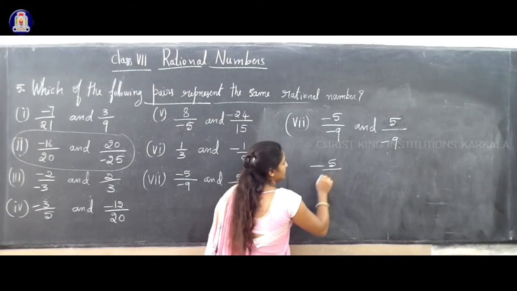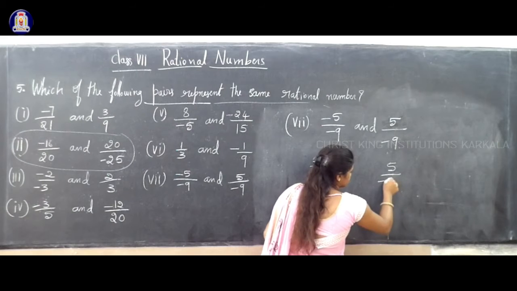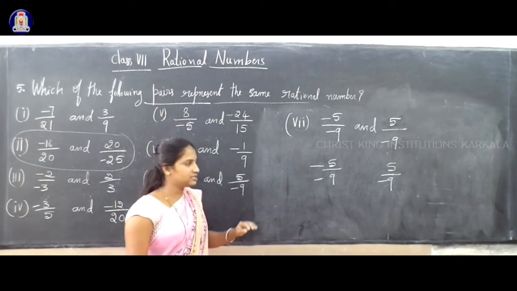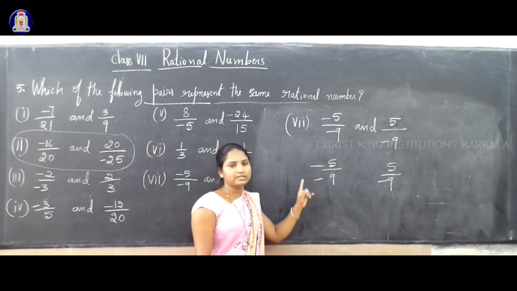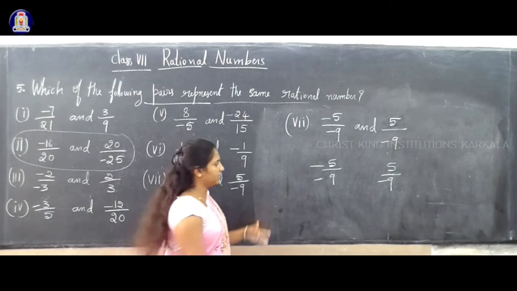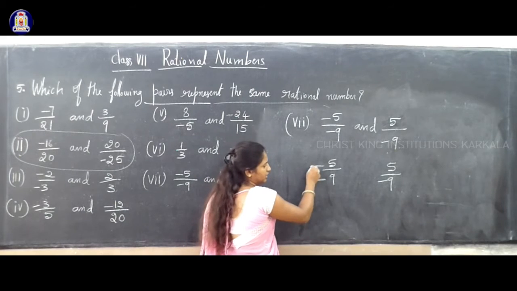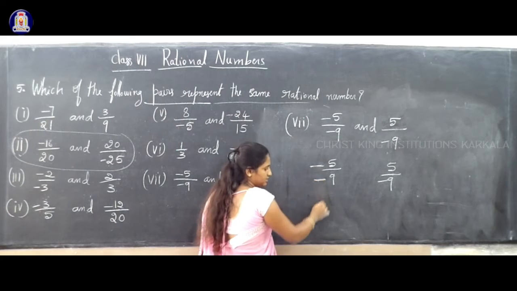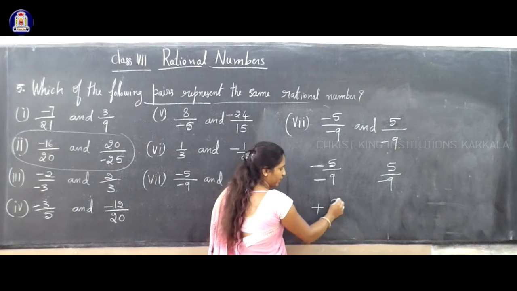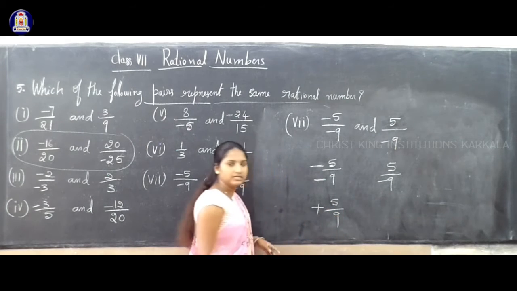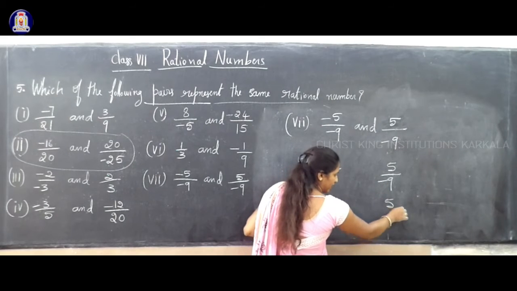Minus 5 by minus 9 and here plus 5 by minus 9. See the sign. The sign here is minus in the numerator, and the sign in the denominator is also minus. So you know that minus minus cancel, same sign. So minus into minus is plus. So what is remaining? 5 by 9. This also we cannot simplify. So write 5 by 9.